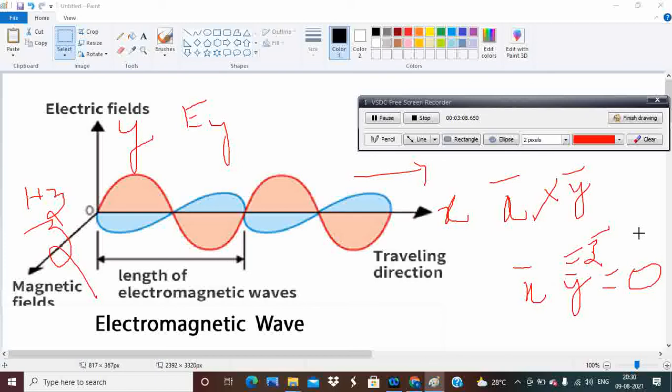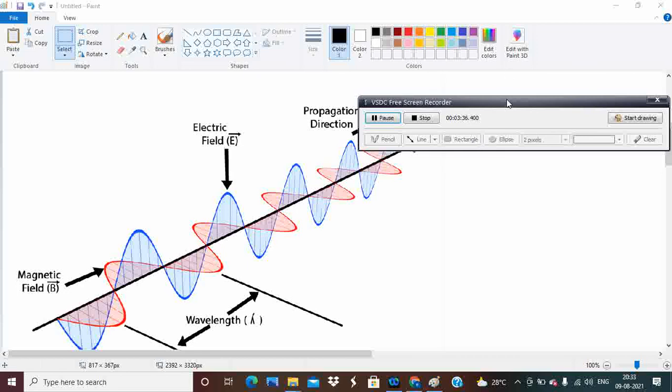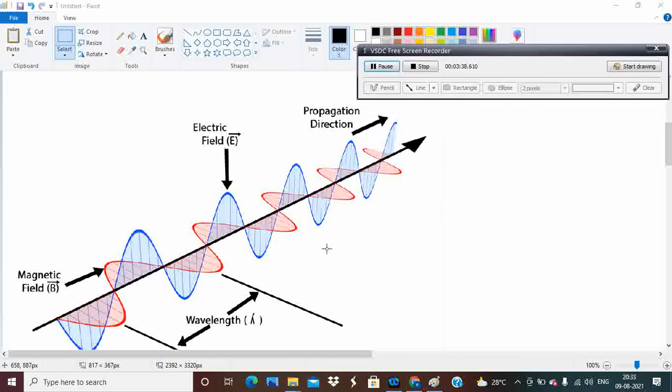Suppose you are given two components, then the third component direction can be calculated by using vector calculus: x bar cross y bar equal to z bar, or y bar cross z bar equal to x bar, and so on. Z bar cross x bar equal to y bar. That's the direction of orientation of the electromagnetic waves. See here, in this diagram we clearly represent this.